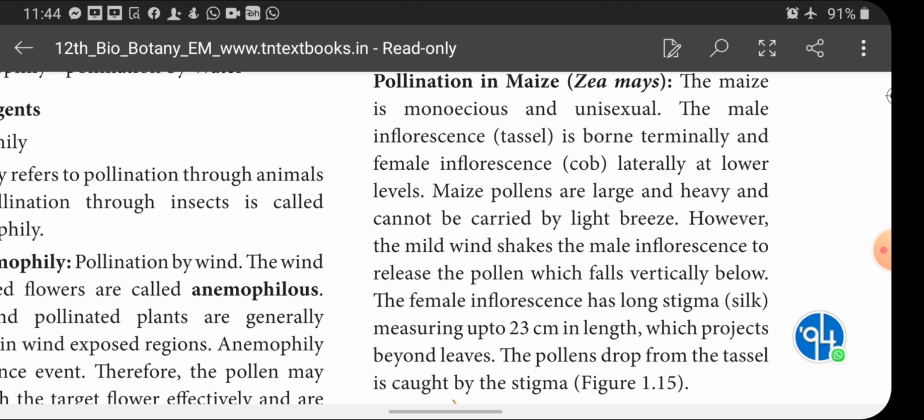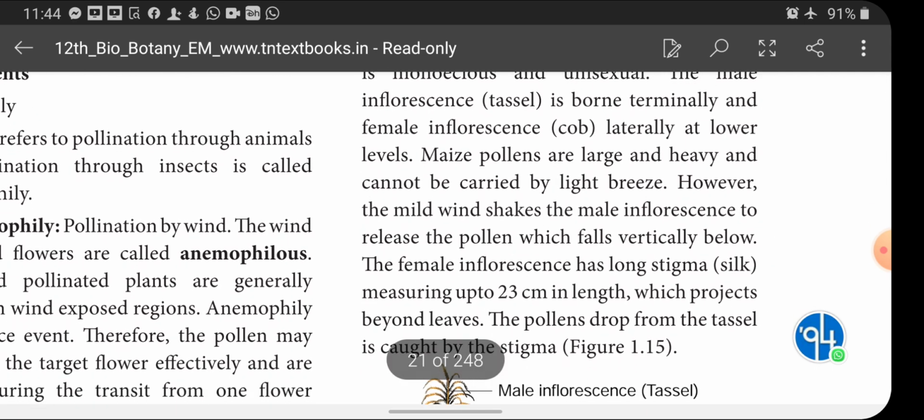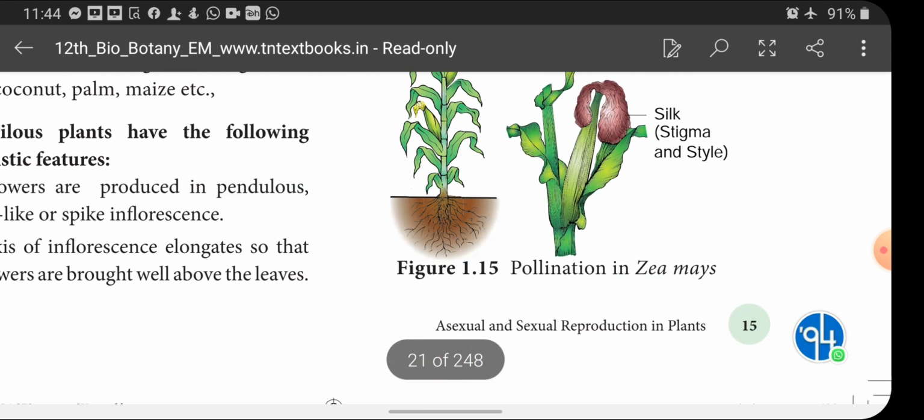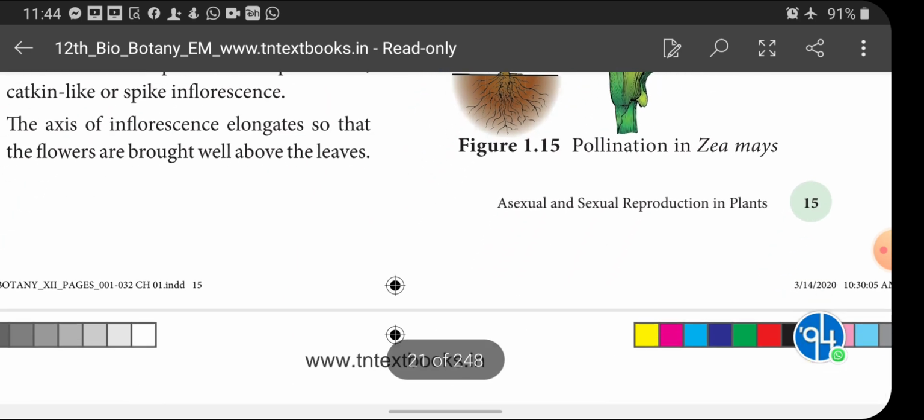The female inflorescence has long stigma measuring up to 23 cm in length, which projects beyond the leaves. So the pollen dropping from the tassel is caught by the stigma. Okay, this is what happens in the maize plant.